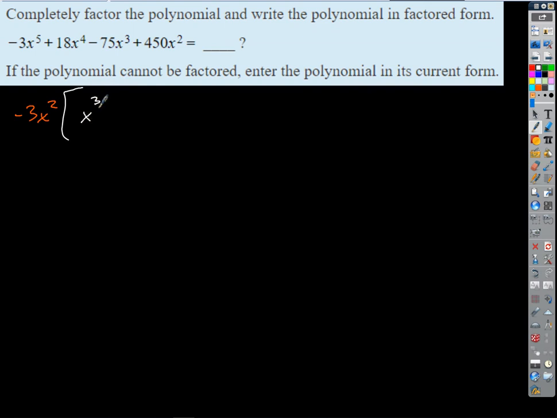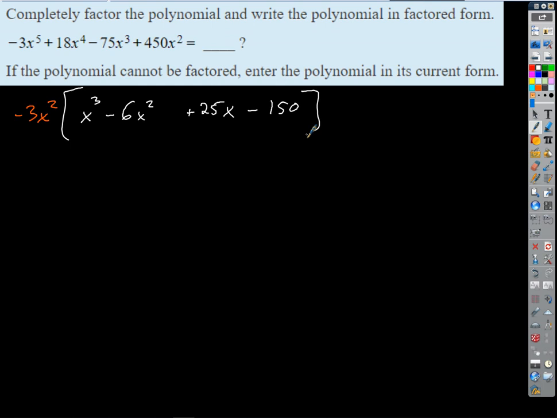x cubed minus 6x squared, good. Plus 25x, good. Okay. Now, how many factors do we have there?